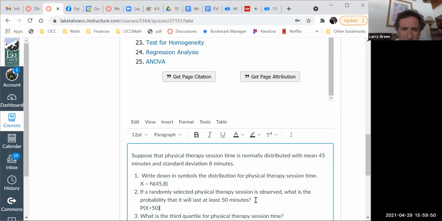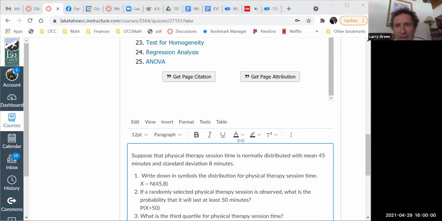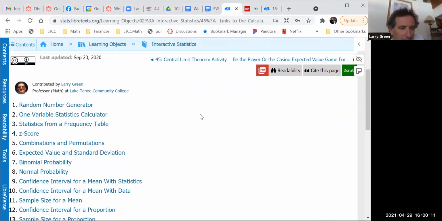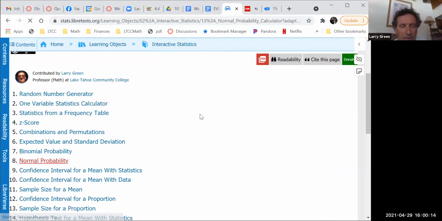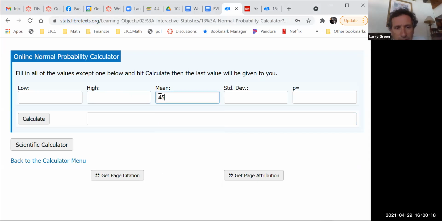Z-score. We don't need to get a Z-score. Definitely don't. Use the normal probability calculator. Yeah, that's the next thing we got to do, we got to go to the normal probability calculator. And again, we have written out, we have normal distribution 45, 8. We want greater than 50. So then we just go to the calculator and we want the normal probability calculator because we have a normal distribution. We know the mean was 45. The standard deviation was 8. We want greater than 50.